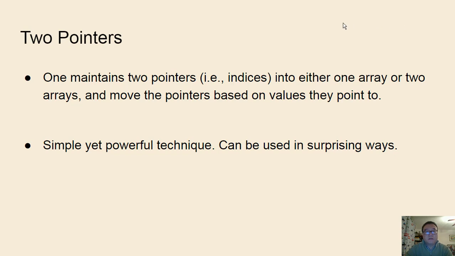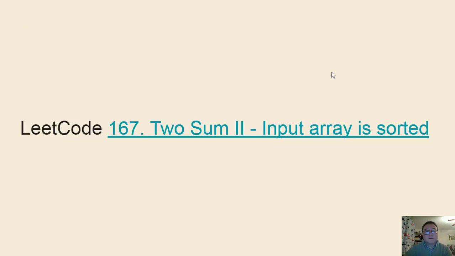It turns out that this is a very basic technique, but it can be fairly powerful. So it can be used in surprising ways, and we're going to see some example problems that use 2 pointers. So the first example problem that I want to talk about is this LeetCode problem called 2sum2. So this is a 2sum problem, but this has a condition that the input array is sorted.